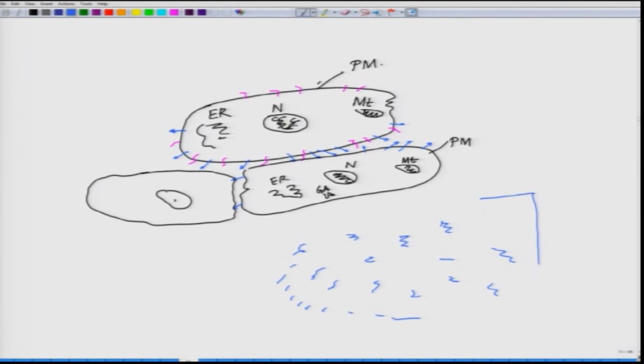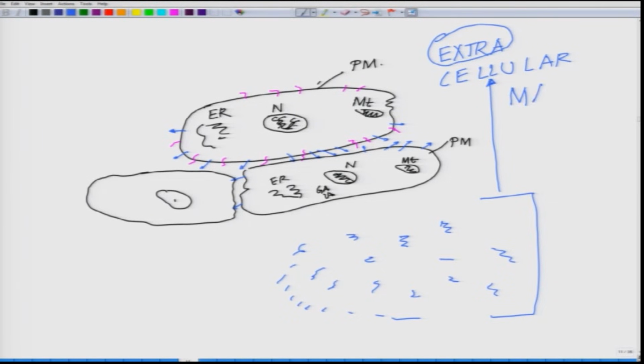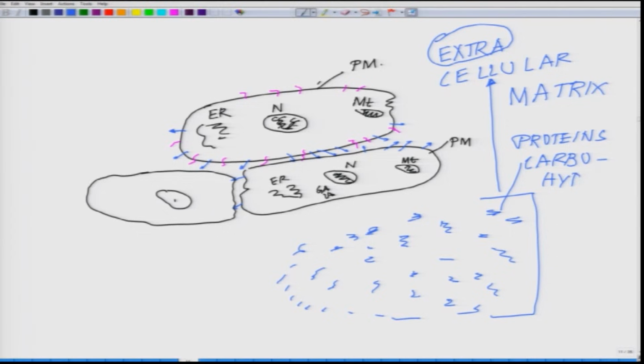And this matrix, in technical terms, is called extracellular, because it is extra, it is not inside the cell, right? It is outside the cell, extra. This is not part of the cell. Extracellular matrix. It forms a matrix like this. Here is a matrix. And this extracellular matrix is mostly proteins and part carbohydrates. And there are metal ions and several things which are involved in it.